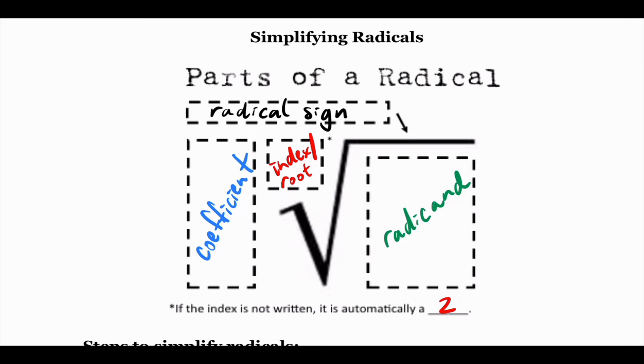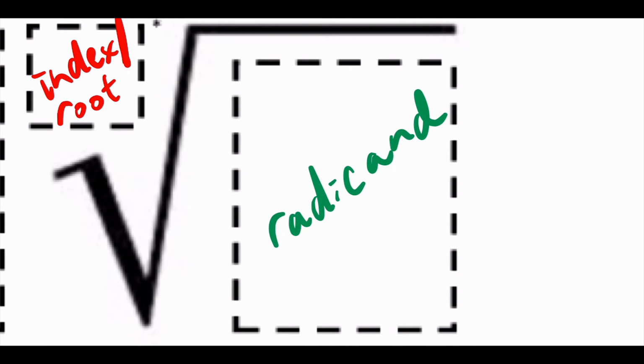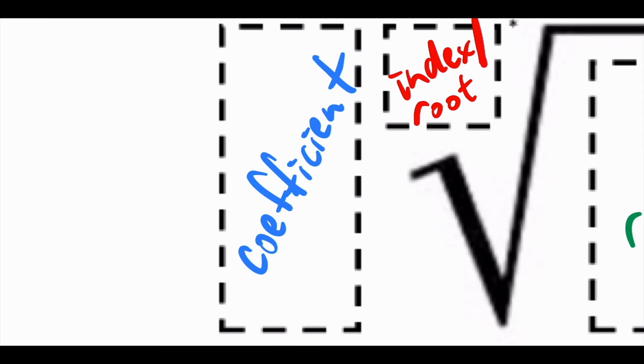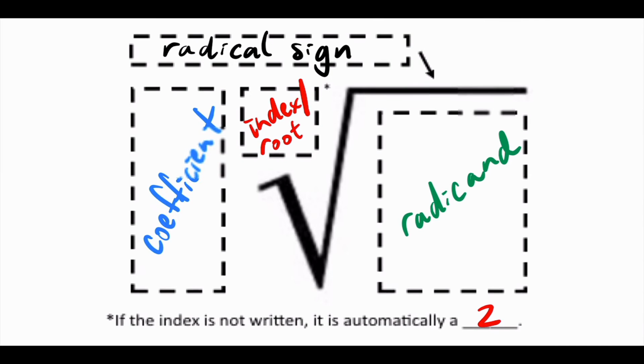Okay? The sign, the actual sign, kind of looks like a division sign, but it's not. The stuff underneath the sign is called a radicand. It's just the stuff underneath. Okay? The stuff in front is called the coefficient. The root itself is called an index or a root.